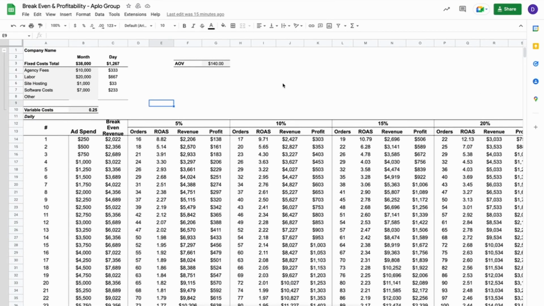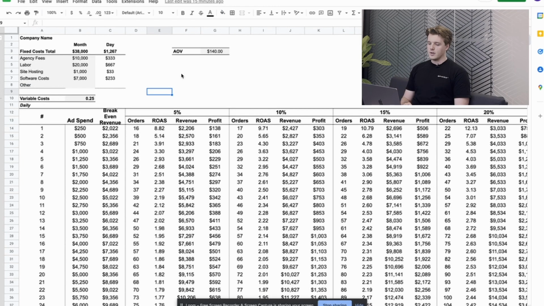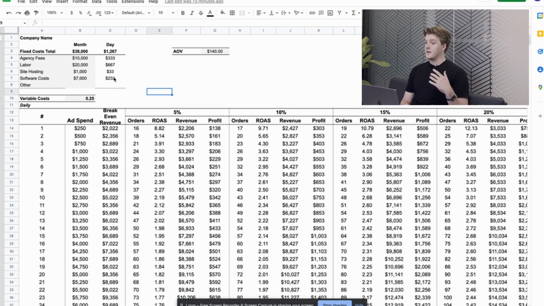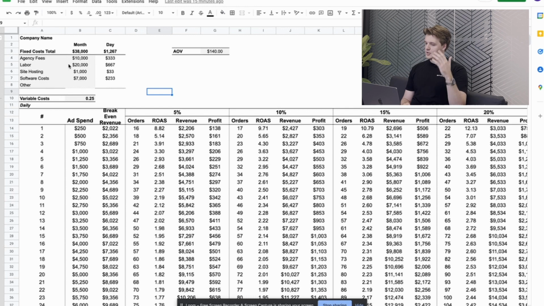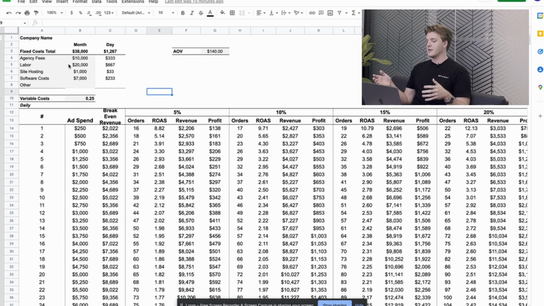Let's get into a brief example. What we're looking at inside of this spreadsheet is a simple breakdown that we set up for virtually all of our clients at Aplo Group whenever we're working with them from a growth perspective, aka managing their paid acquisition as well as their email and SMS initiatives. Firstly, we're looking at your fixed costs. Obviously these are all arbitrary numbers, and this could be different for every single brand.